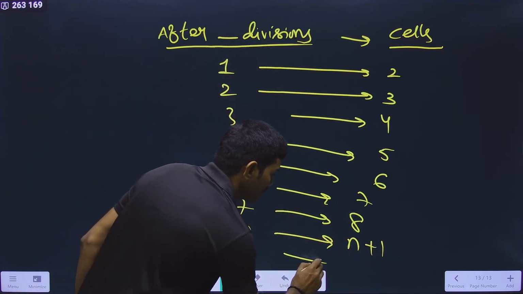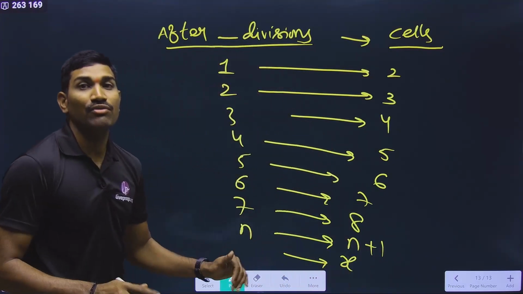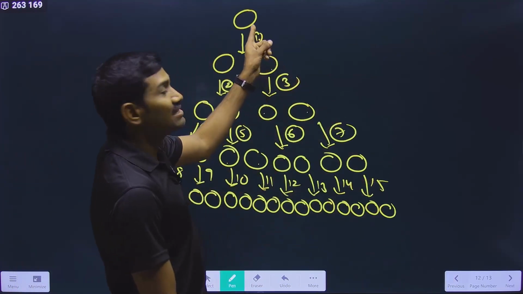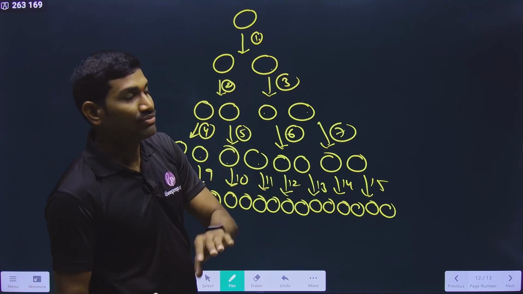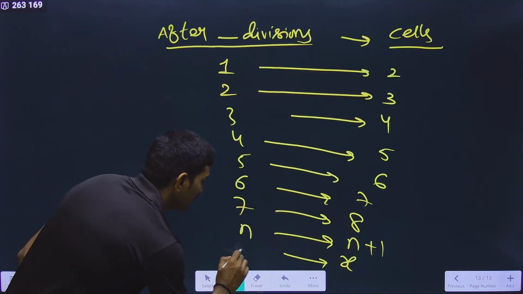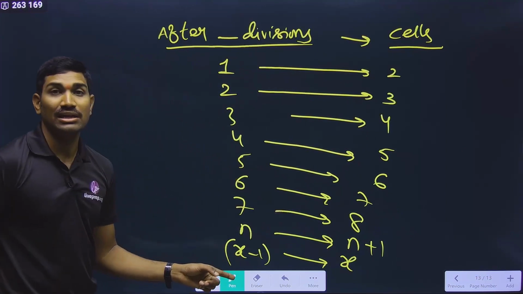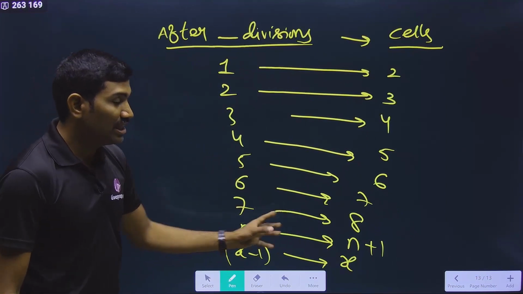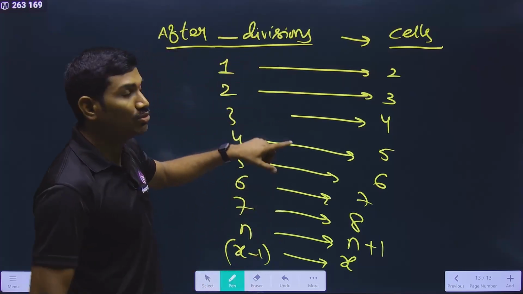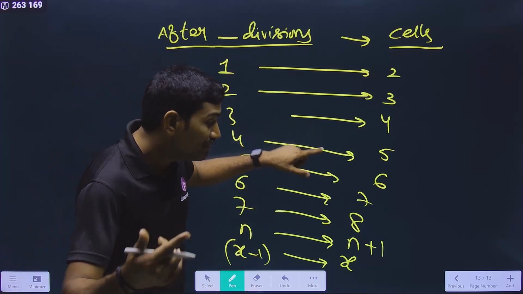Next question. If you want x number of cells from an initial single cell, how many mitotic divisions are required? x minus 1 mitotic divisions are required. So questions can be asked in any of these ways. Please observe this concept carefully. Clear? This is with respect to the number of mitotic divisions.